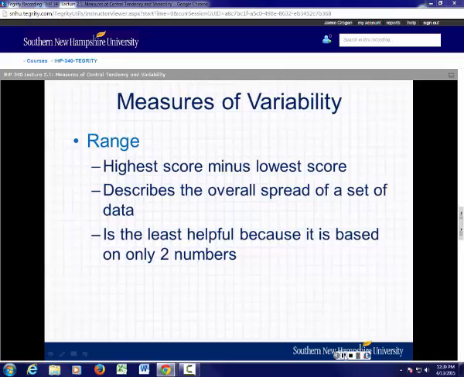To get the range, you take the highest score minus the lowest score. And this tells you the overall spread of scores in a set of data. But it's not incredibly helpful because it is only based on two numbers. And so you have no idea with the range if that one number on the high side is an extreme score or if it is an accurate representation of the spread.